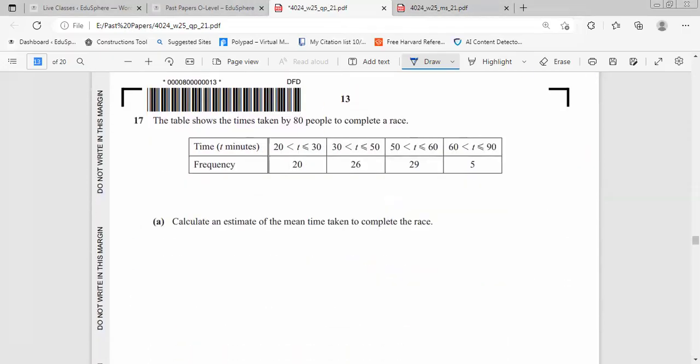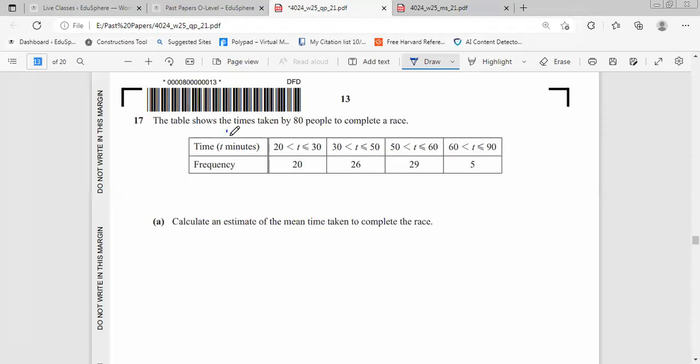Moving on to this question, the table shows the time taken by 30 people to complete a race. Calculate the estimate of the mean. Okay, so we know that for the mean we have to calculate, this is the time, which is the class intervals, this is the frequency.